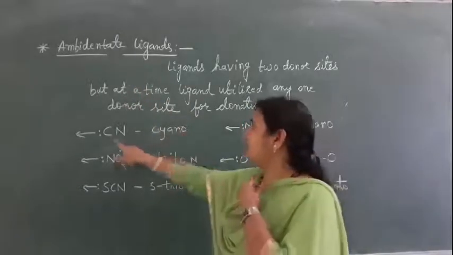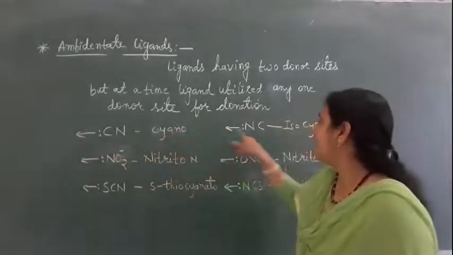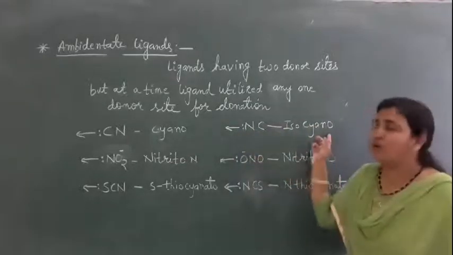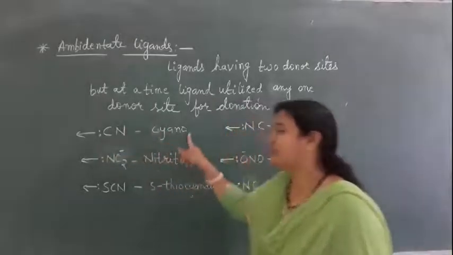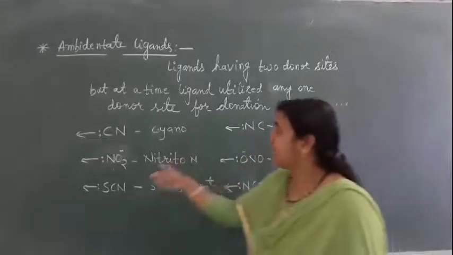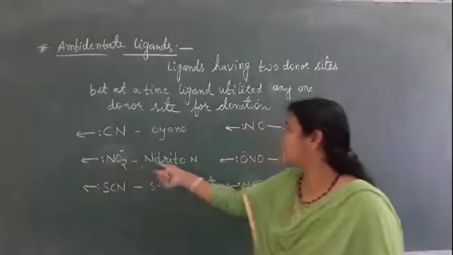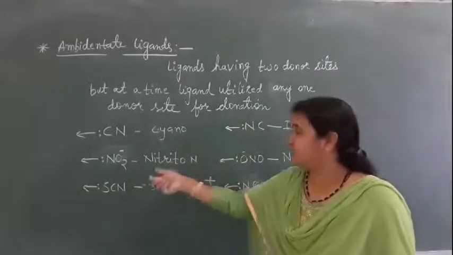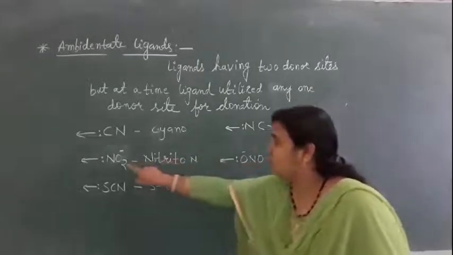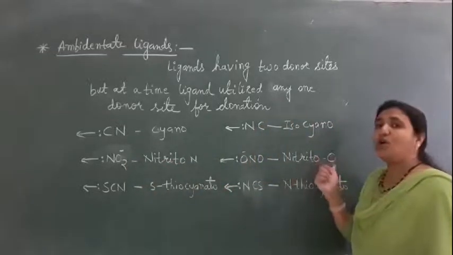An example is cyano. In this cyano, the carbon is donating the electron to the central metal atom, so it is cyano. And in NC, nitrogen is donating, so the name will be isocyano. CN means carbon is donating, so the name is cyano. NC means nitrogen is donating, so the name is isocyano. Next we have NO2 minus. In this, nitrogen is donating the electron, so it is nitrito N. And ONO: in this NO2, the oxygen can also donate an electron. If oxygen is donating, the name will be nitrito O.